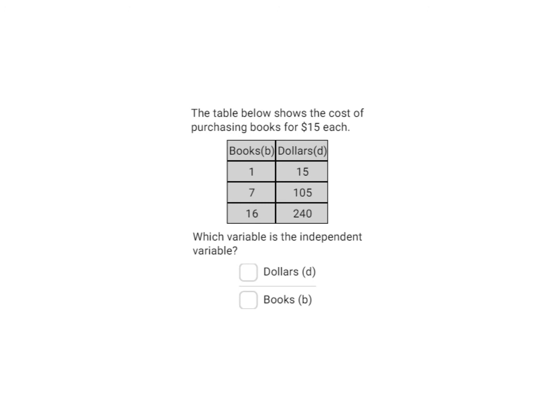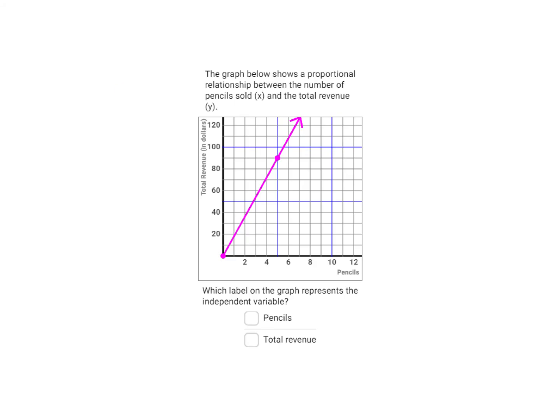The table below shows the cost of purchasing books for $15 each. Which variable is the independent variable? Well, ladies and gentlemen, we know that the independent variable is the input, the x, and which column is always the input or the x? This one right here. And so what's this letter? B. So that's the right answer. If it had asked for the dependent variable, then it would have been the D for dollars.